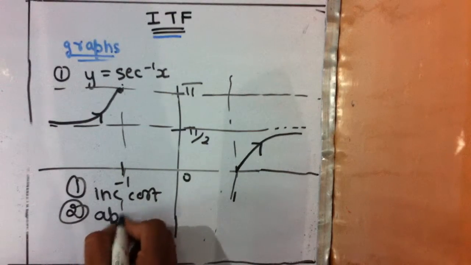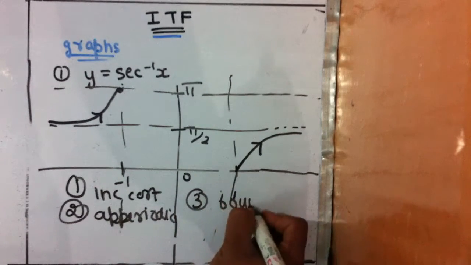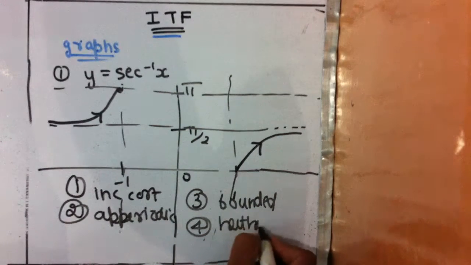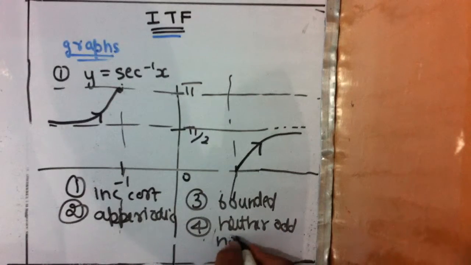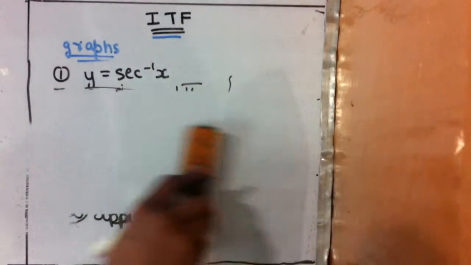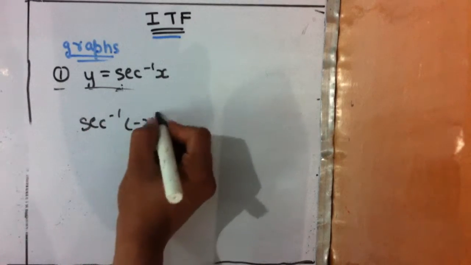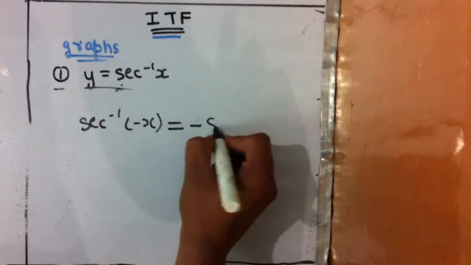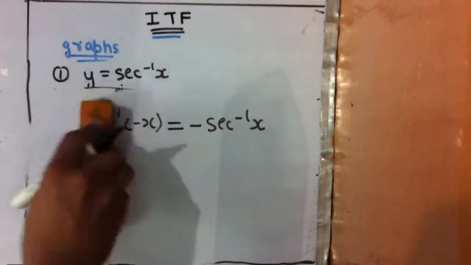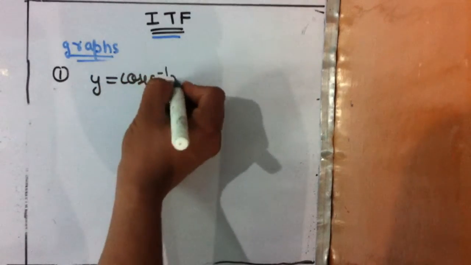Secondly, it is aperiodic in nature. Thirdly, the given function is bounded in nature. And fourthly, the given function is neither odd nor even, as the function is not symmetric about the origin. Therefore, it will again follow the same condition, that sec inverse of negative x is not negative sec inverse x. The next and the last is y equals cosec inverse x.